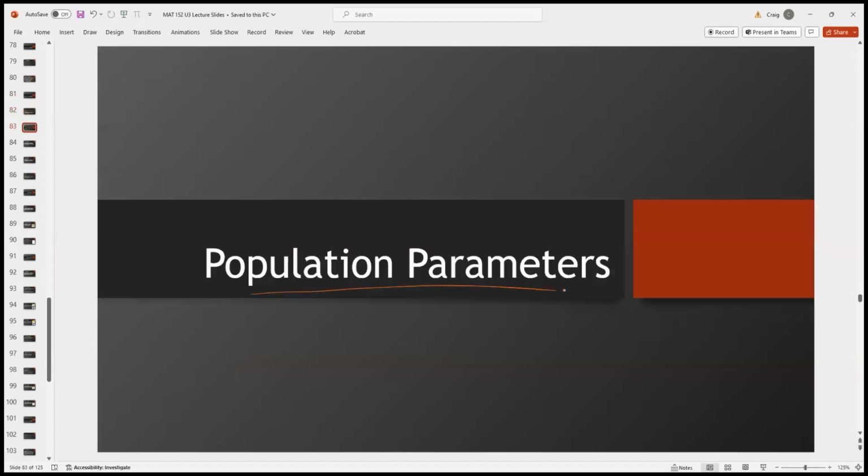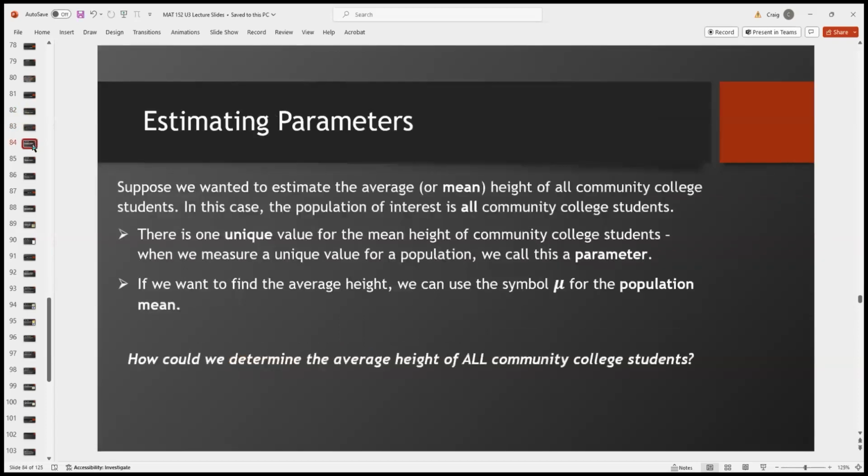Recall that a population parameter is a value that represents a measurement for the entire population. So if we want to measure the average, or the mean height, of all community college students, we're talking about every community college student. There's going to be one unique value for that. When we measure that one value, we call that a parameter. That would mean we'd have to measure everybody.